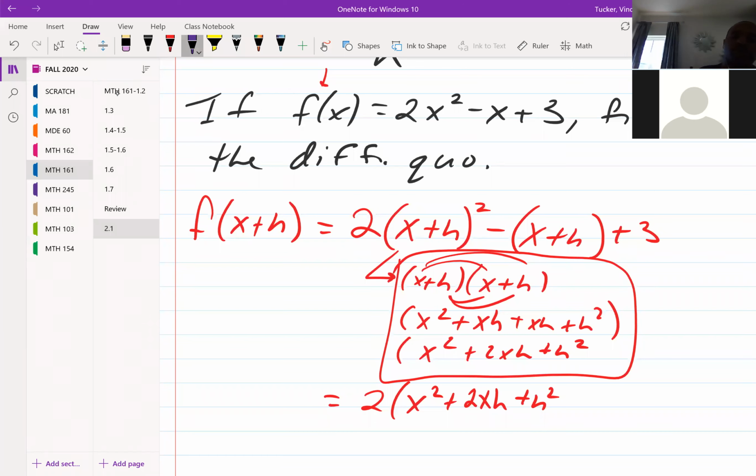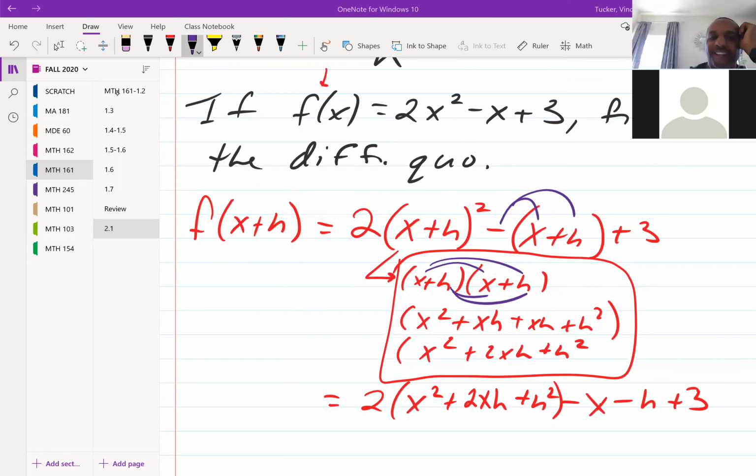Also, you can distribute that negative. So before I go any further, make sure we're okay. All I did was FOIL out that x plus h squared and distribute the negative. So make sure we're okay before we go any further.